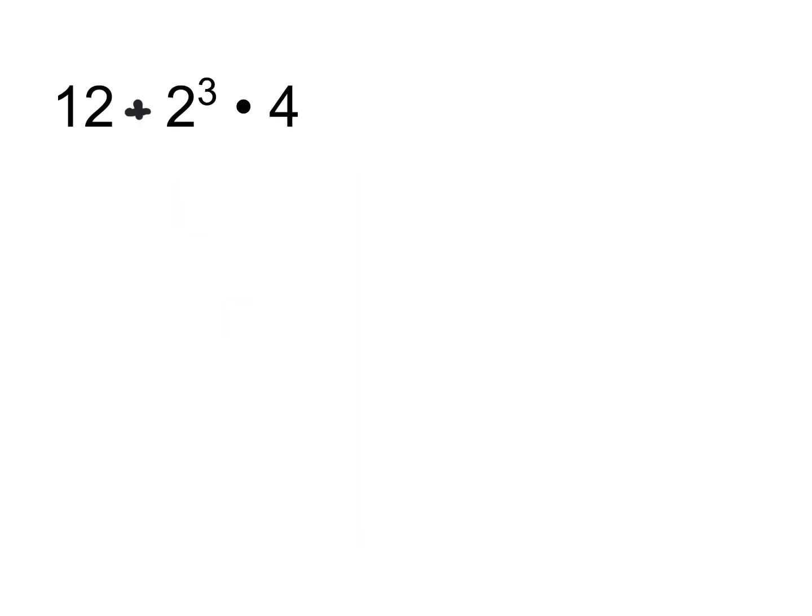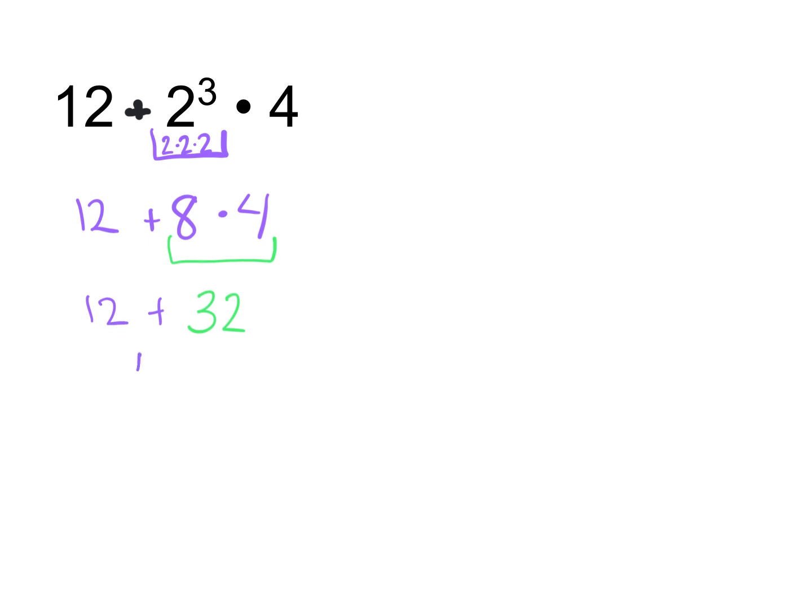All right, go ahead and solve this expression and choose the best answer. So 2 to the third means 2 times 2 times 2, right? 2 times 2 is 4. 4 times 2 is 8. So you should have gotten 8 times 4 plus 12. Then in GEMDAS, we know that we need to multiply first. So 8 times 4 is 32. And then I need to add 12 to that. So then I would get 44, my favorite number.